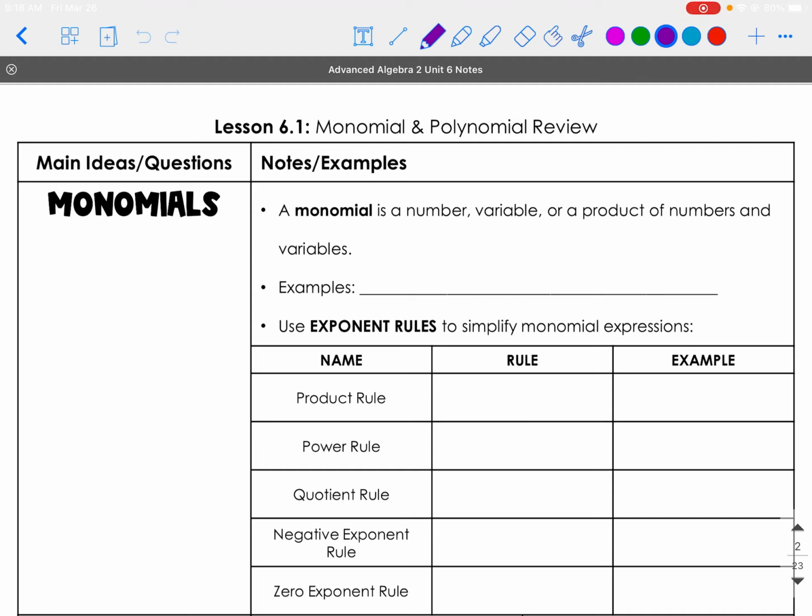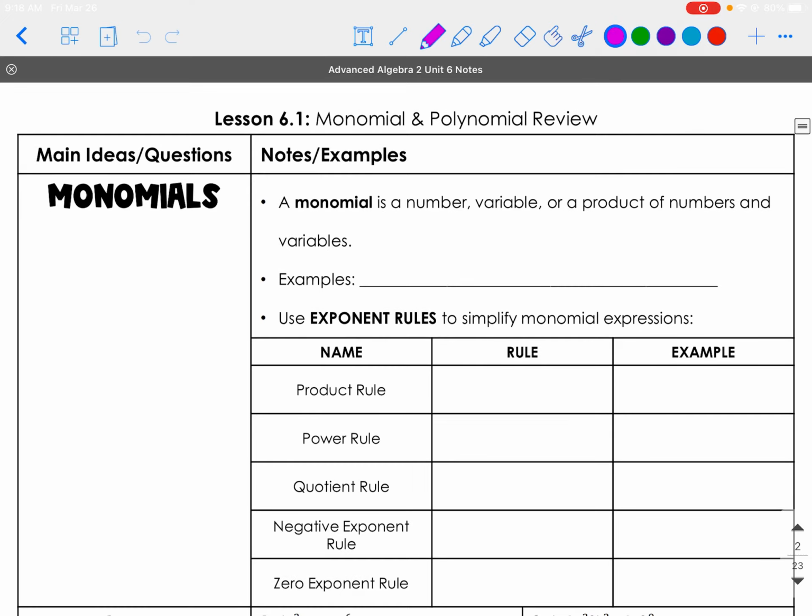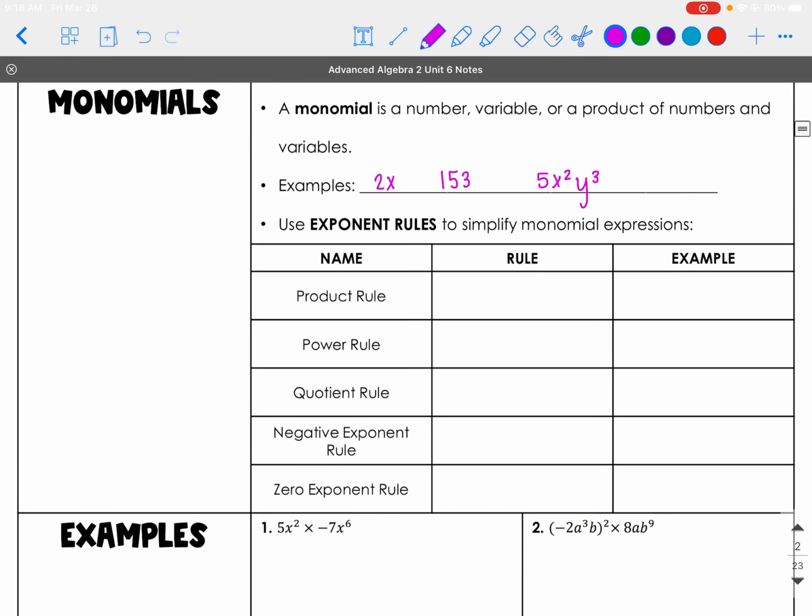So a monomial, that is a number, variable, or a product of numbers and variables. Just one term. So some examples might be like 2x, 153, 5x squared y cubed. Those are examples of monomials. And we're going to talk about some different rules and properties that we use with these.